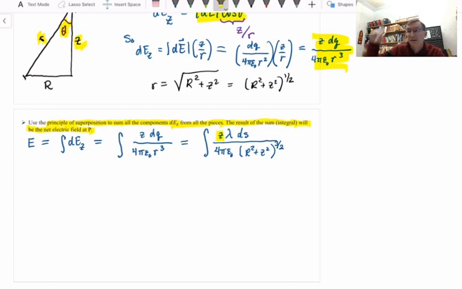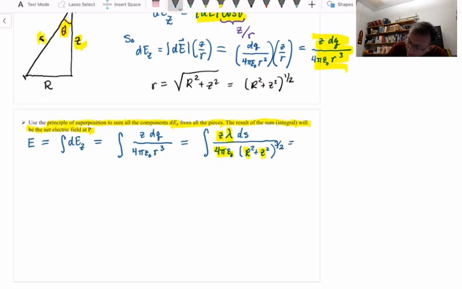It's the distance from the center up to point P. The lambda is the same for every piece. Of course, 4 pi epsilon 0 is all constants. The big R is the same for every piece. And then there's that z again. So look at that. All those things I've highlighted in yellow are constants as far as the integral is concerned and can be brought out front.